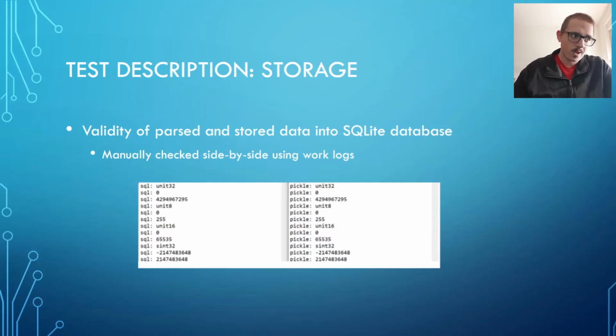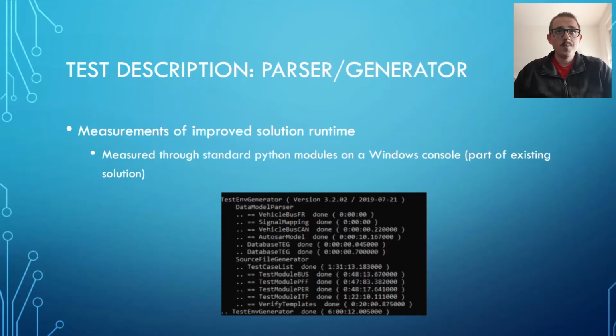I would have had to make several methods to print out the entire contents and several methods to then check those with the SQL database, but that is something that is mentioned in my future work section. As for the test descriptions for checking the acceleration of the parser and generator, the existing solution already used a default Python module which could print out when each little section of the program is done. What you see on the screen is a small sample of this.